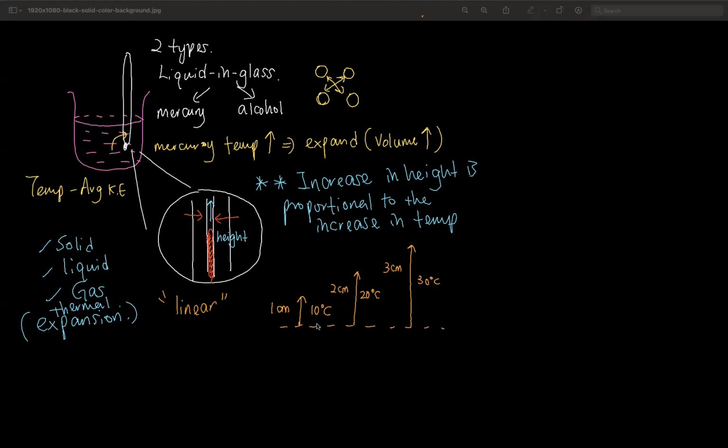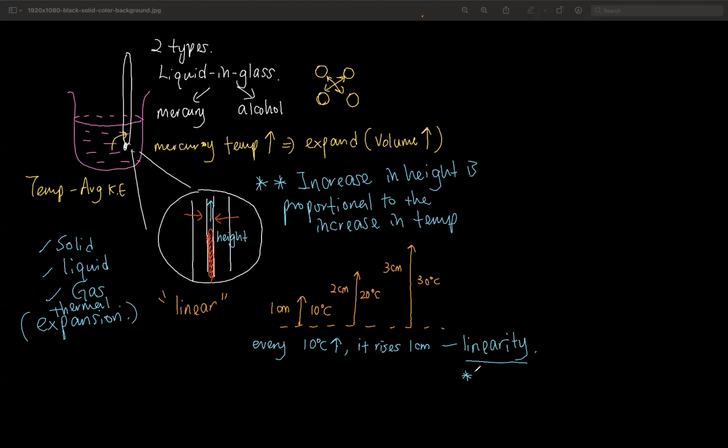Here you can see for every 10-degree increase, it rises 1 cm. Okay, 10 degrees 1 cm, 10 degrees 1 more cm, and then 1 more cm, 3. So every 10-degree increase, it rises 1 cm. So this, we call it linear. The linearity of the thermometer. Please take note of this.